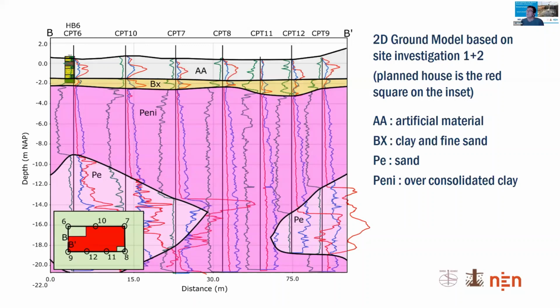So this is the model we actually ended up with, based on all the CPTs. On the left-hand bottom, you can see where the CPTs were placed, and based on correlations, we take the different lithological units out. And you can see that AA, the artificial material, is approximately the same. That's quite easy. BX didn't change very much, but you can see especially what we were interested in is where exactly is this over-consolidated clay.